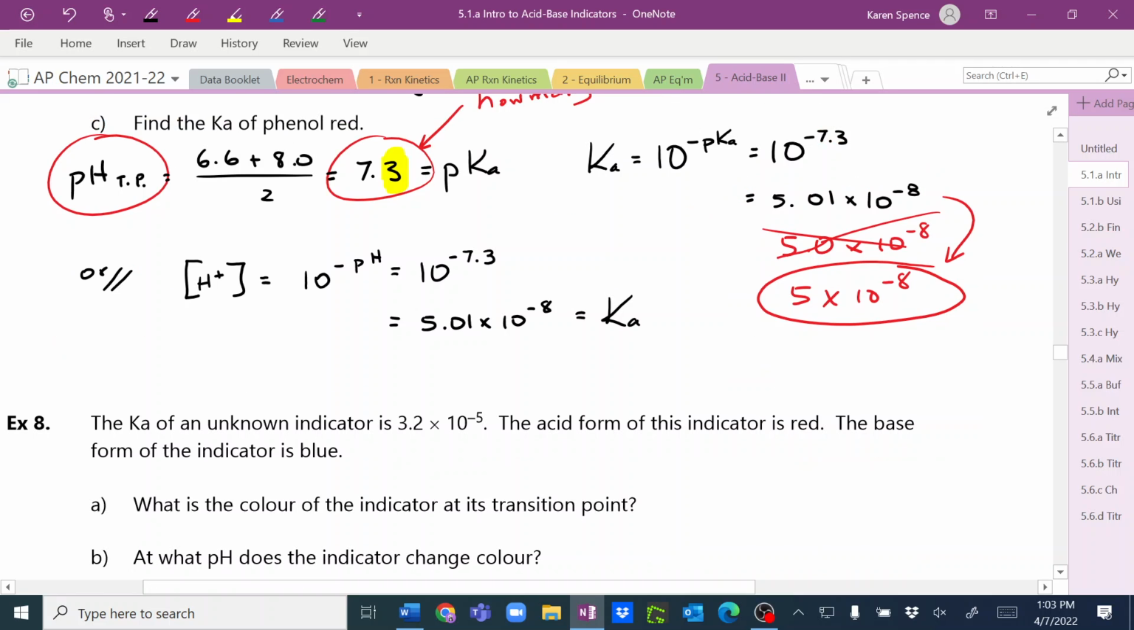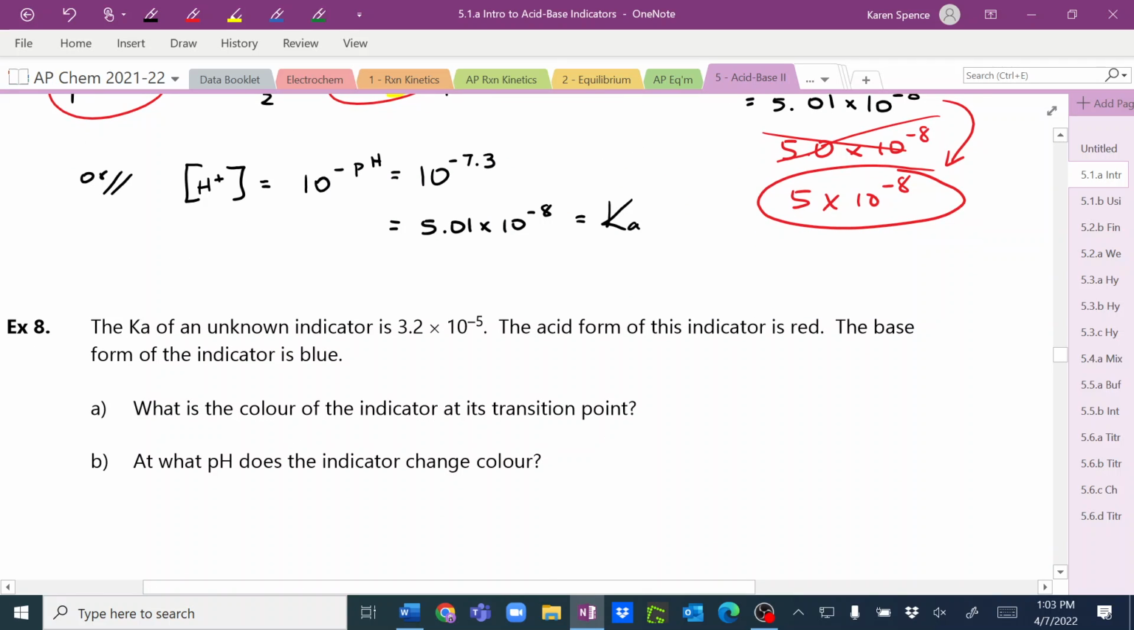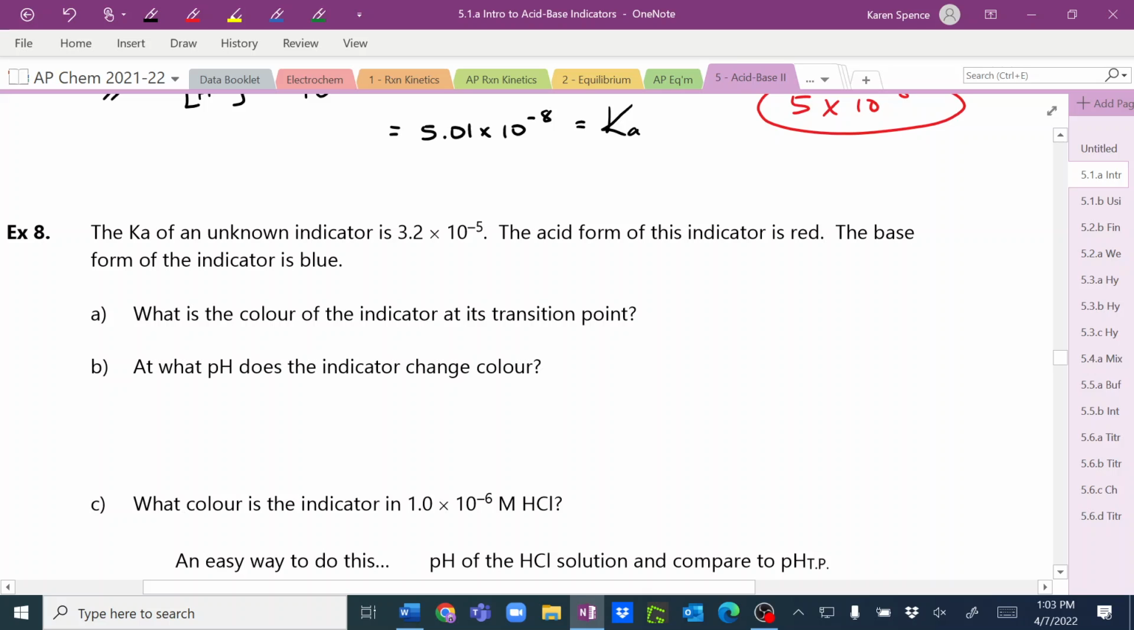All right. The Ka of an unknown indicator is 3.2 times 10 to the minus 5. The acid form of this indicator is red. The base form of the indicator is blue. What is the color of the indicator at the transition point? Purple. You guys are doing really well.